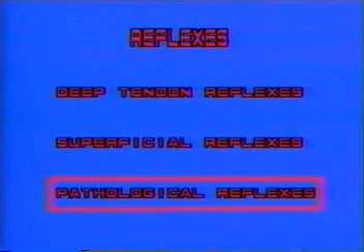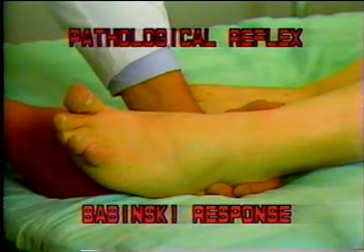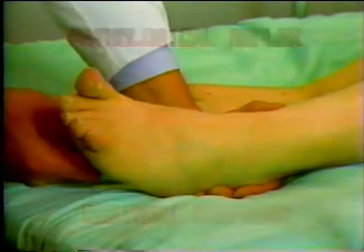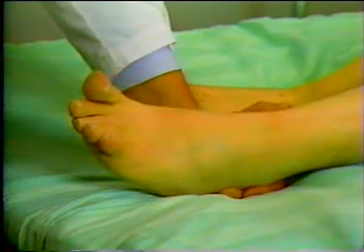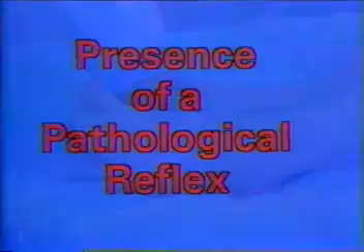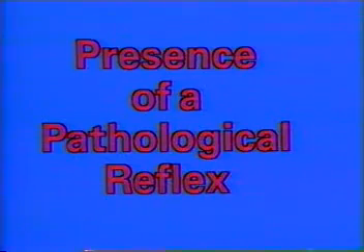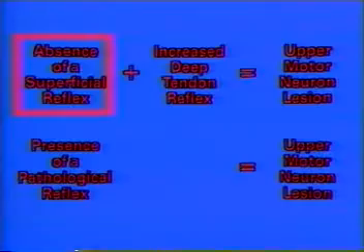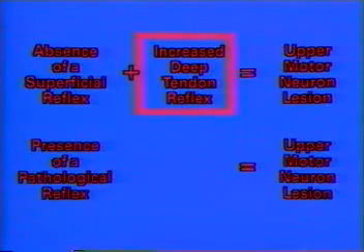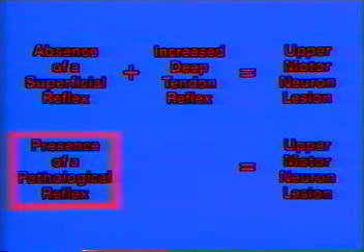Pathological reflexes. These are also superficial reflexes mediated through the central nervous system. The significant fact is that they are present with an upper motor neuron lesion, whereas normally they would not be elicited. Therefore, in upper motor neuron lesions, the superficial reflexes will be absent, while the deep tendon reflexes are increased and pathological reflexes will be present.